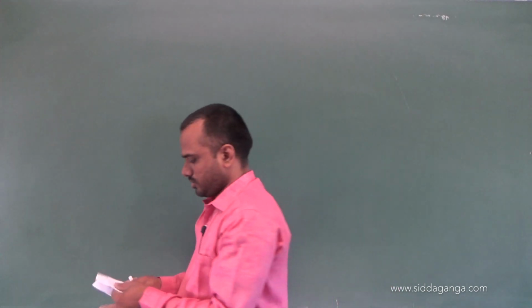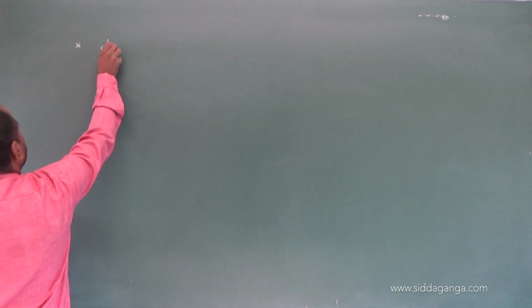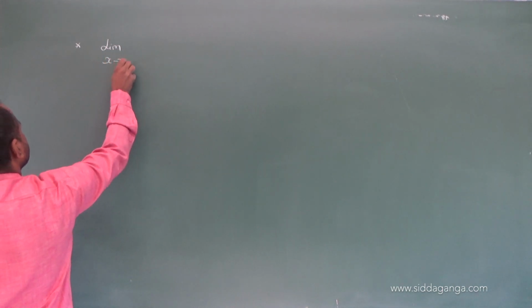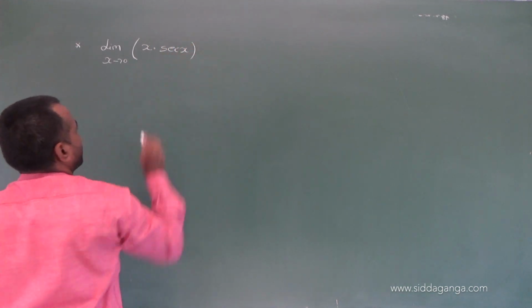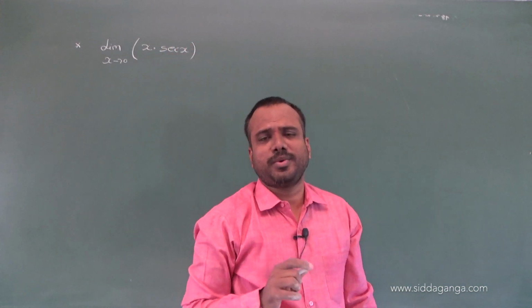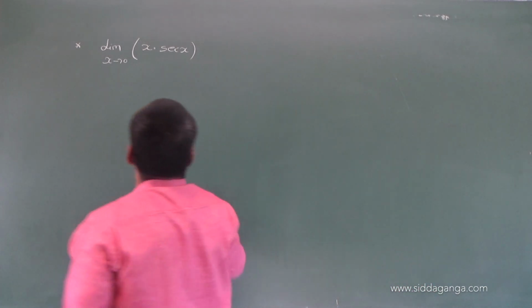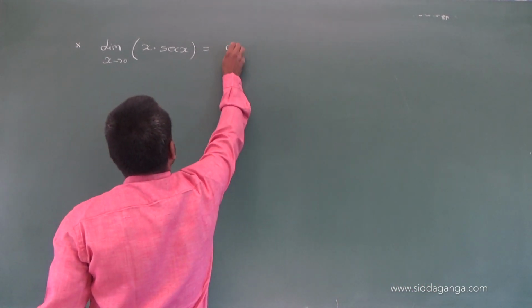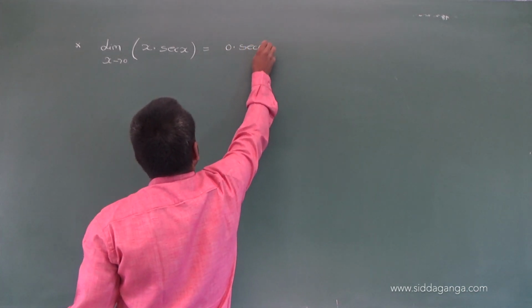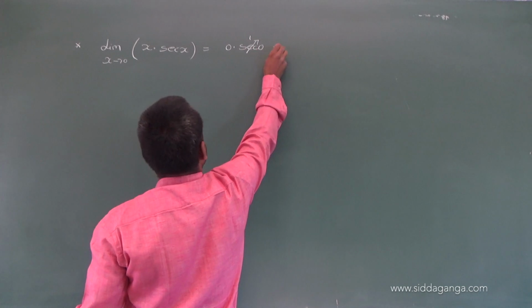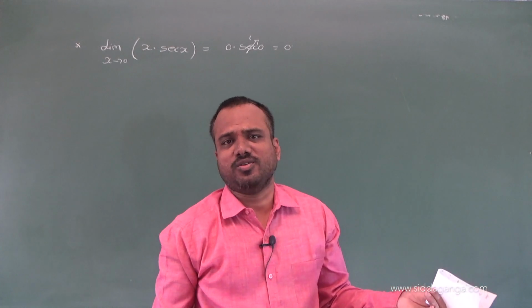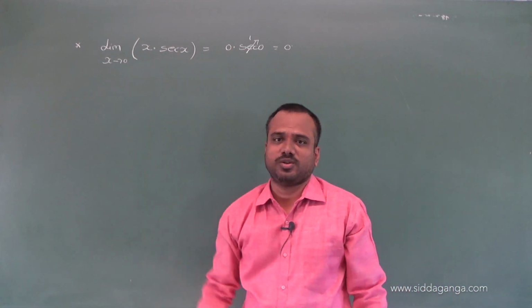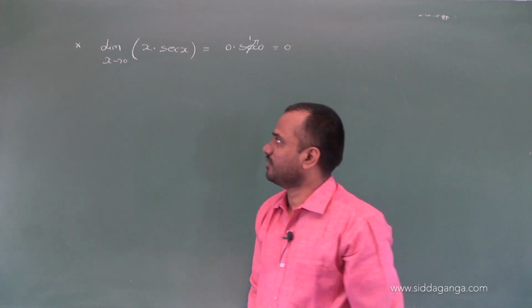Next one, limit x tends to 0, x into secant x. We substitute 0 into secant 0. Secant 0 is 1. Answer is 0. So we got a finite value. That should be the limit value. Next problem.